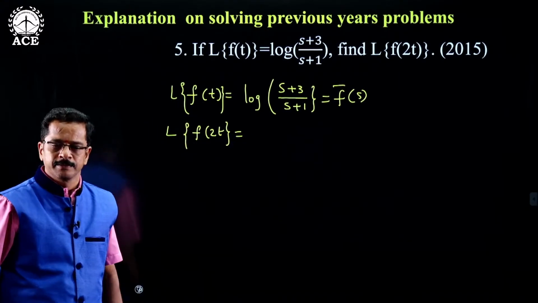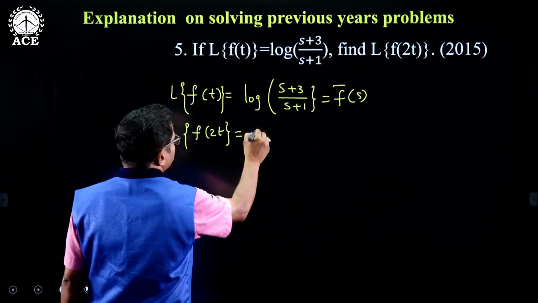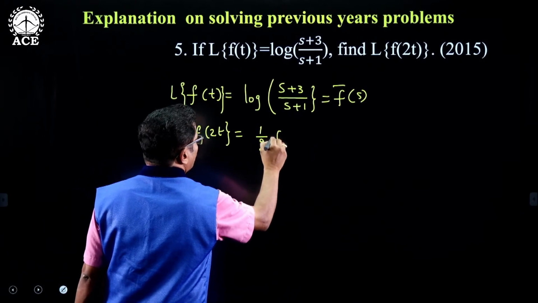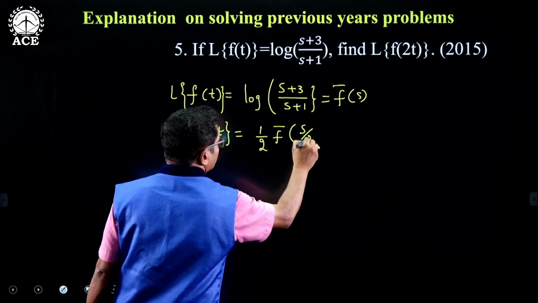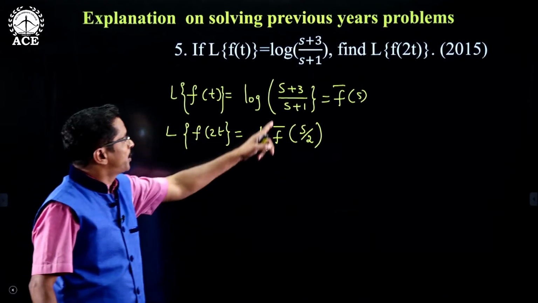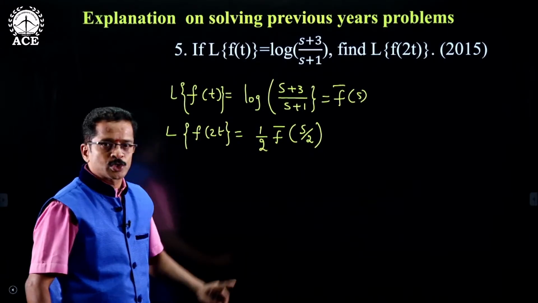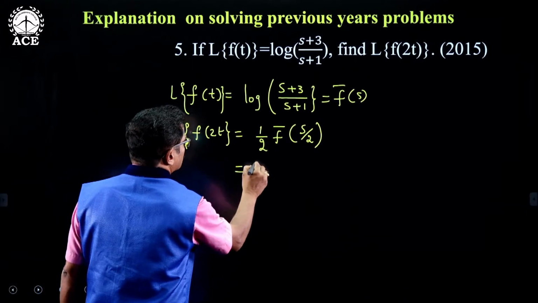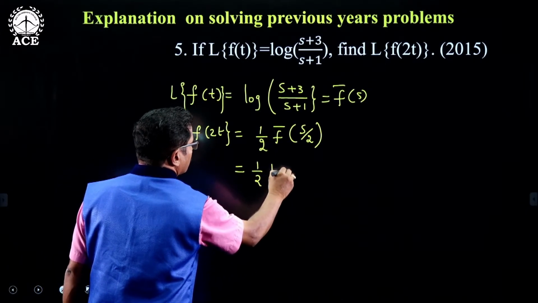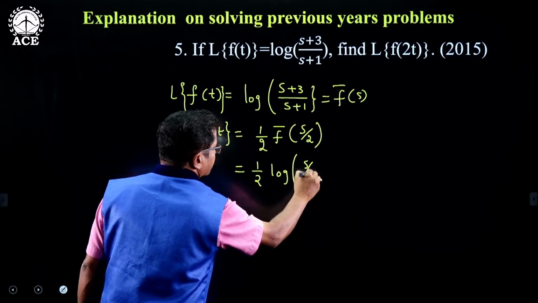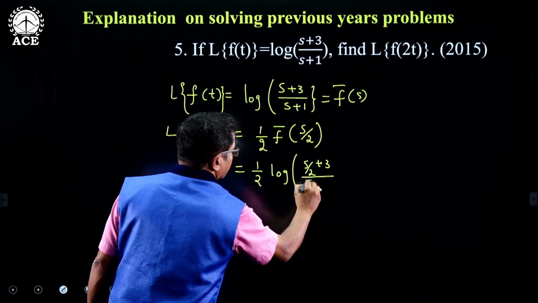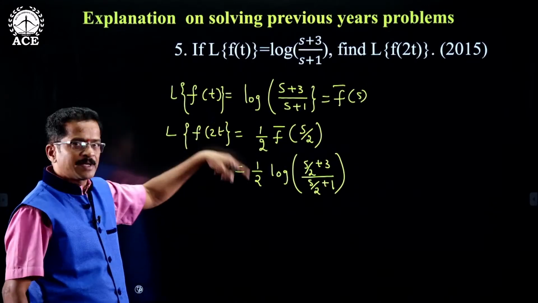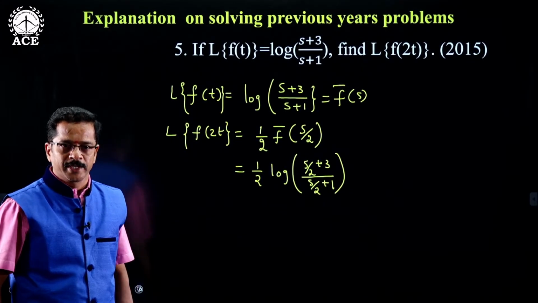Here t is replaced by 2t. So as per the change of scale property, we have 1 by a, that is 1 by 2, into a bar of s by a, that is s by 2. Where a bar of s is this, s is replaced by s by 2 in a bar of s, which equals 1 by 2 into log of s by 2 plus 3 by s by 2 plus 1. I am just placing s by 2 on change of scale property.